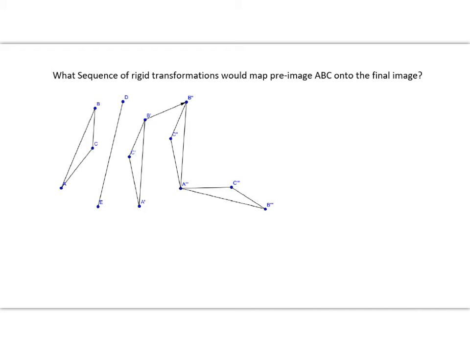Okay, now what sequence of rigid transformations would map the pre-image, which is my original image? That would be this one right here. What sequence of rigid transformations would map my pre-image ABC onto the final image? The first thing I need to think about is what happened from here to here. If you look, it is a reflection, and I reflected over the segment DE.